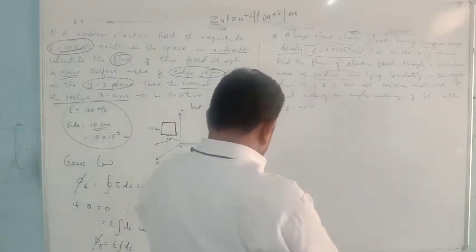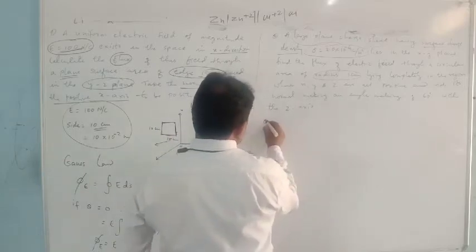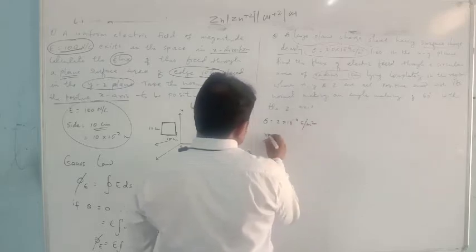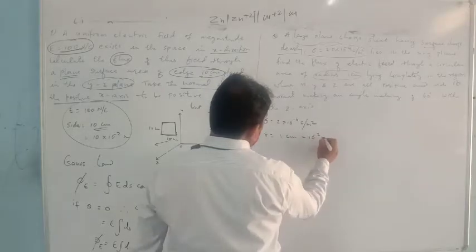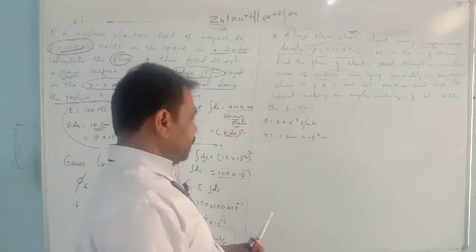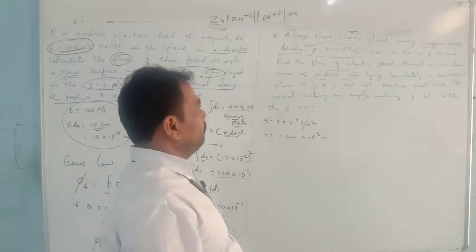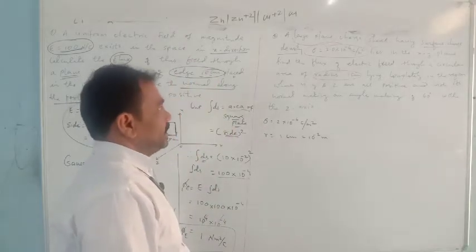So which things are given here? Sigma is given, sigma is 2 into 10 to the power minus 6 coulomb per meter square. Then radius is given, that is 1 centi, and centi means 10 to the power minus 2 meter. Lying completely in the region where x, y, z are positive and with the normal making an angle of 60 degree with the z axis.